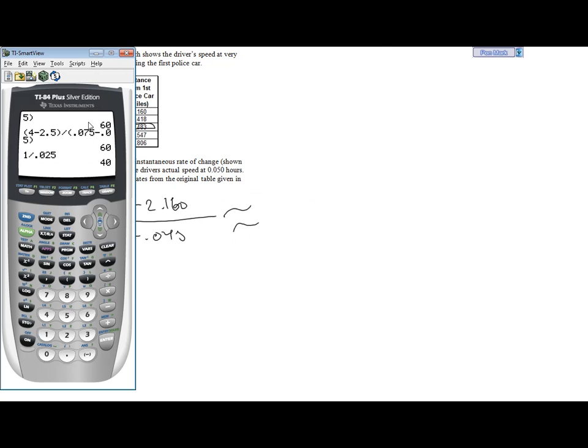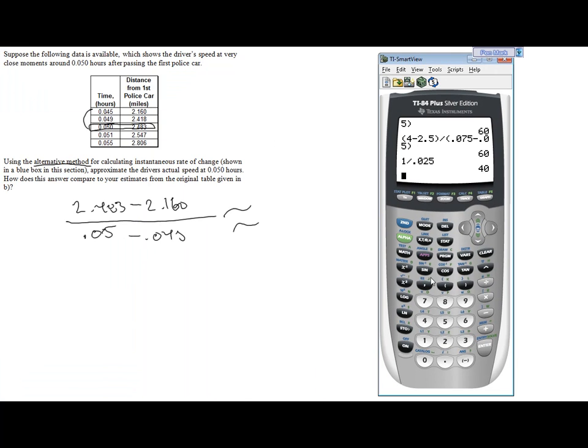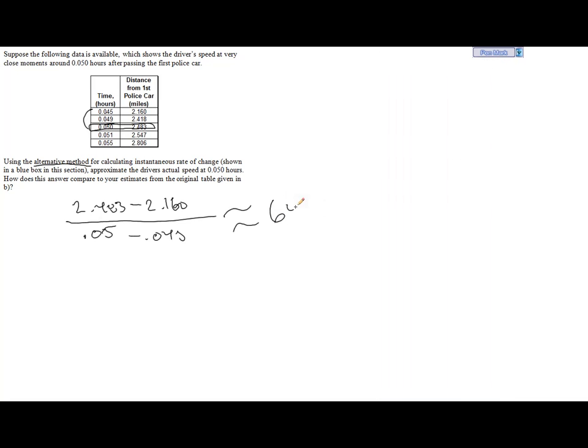So we'll plug that in. I'll come over here and do 2.483 minus 2.16. Divide that by 0.05 minus 0.045. And we get about 64.6 miles per hour. Guys, remember, we're dividing miles by hours. And then we would do the same thing for the next pair.